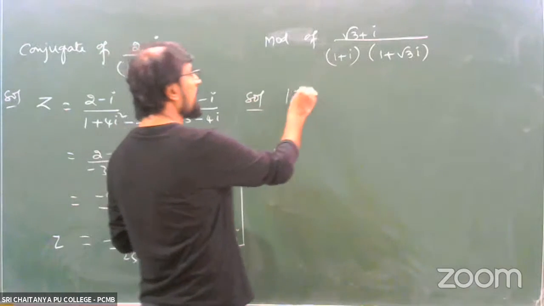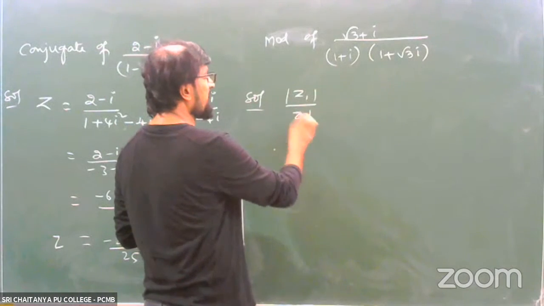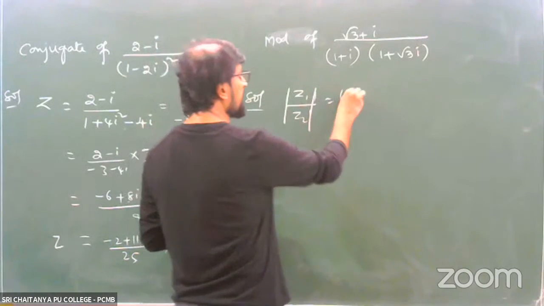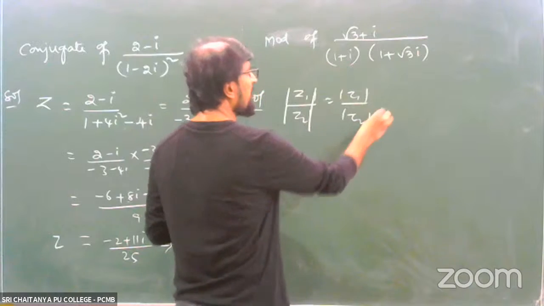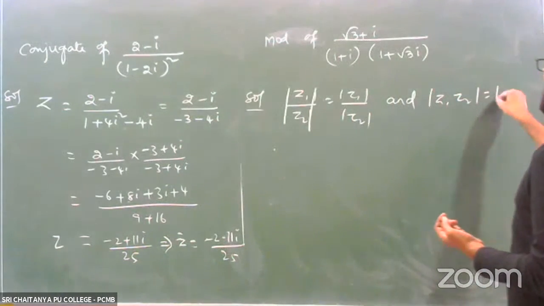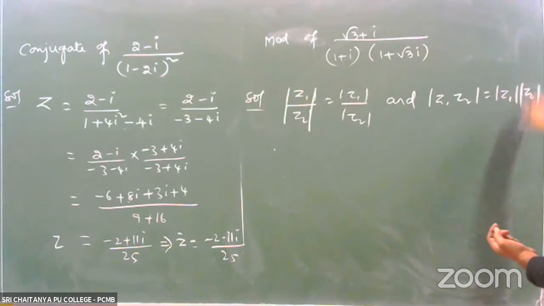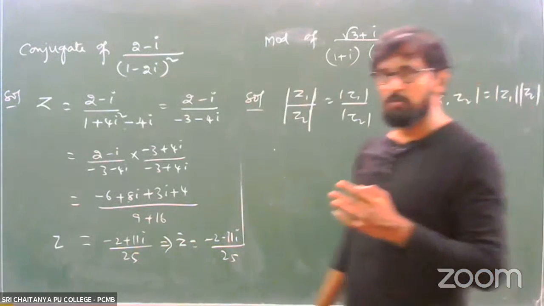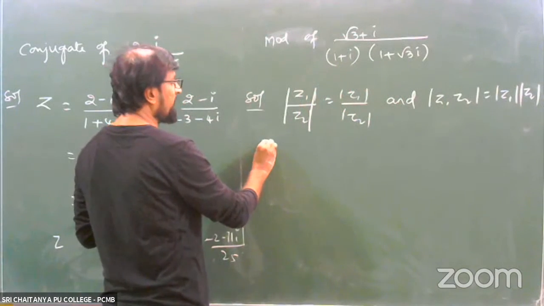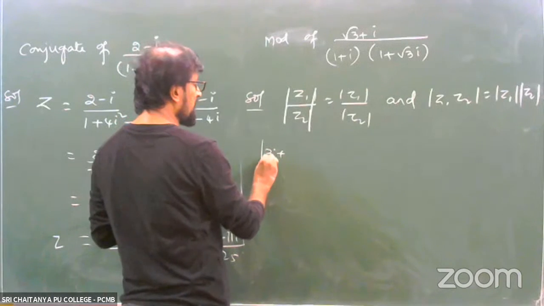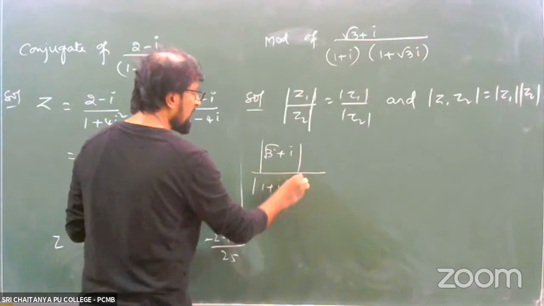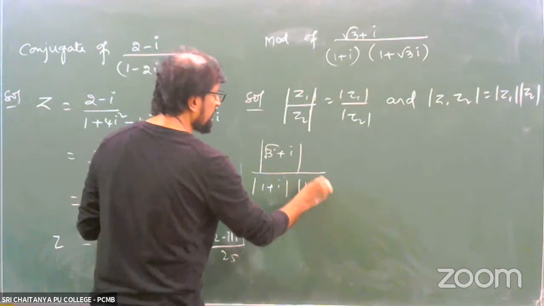Mod of z1 upon z2 is equal to mod z1 by mod z2. And we are having another property: mod z1 into z2 can be written as mod z1 into mod z2 separately. So by this, observe, you can write the modulus of root 3 plus i upon mod of 1 plus i into mod of 1 plus i root 3.